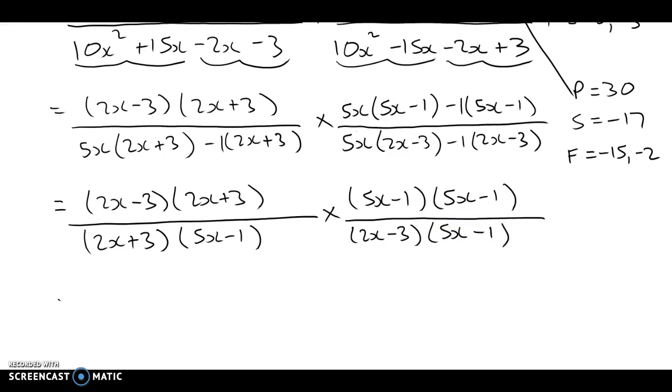So you can see clearly that we're going to be able to do a bit of cancelling. 2x minus 3 can go with this one down here. 2x plus 3 can go with this down here. 5x minus 1 can go with this 5x minus 1. And this 5x minus 1 can go with this 5x minus 1. So in fact, everything can cancel out, which actually just leaves us with 1.